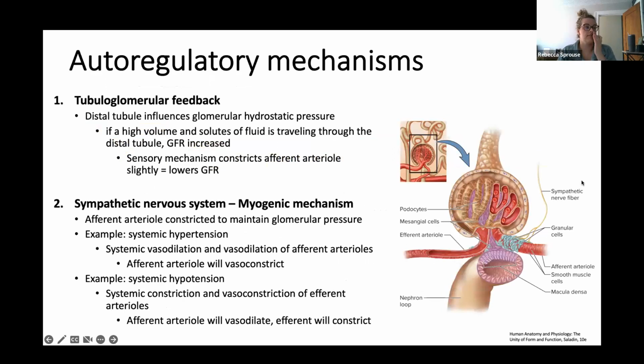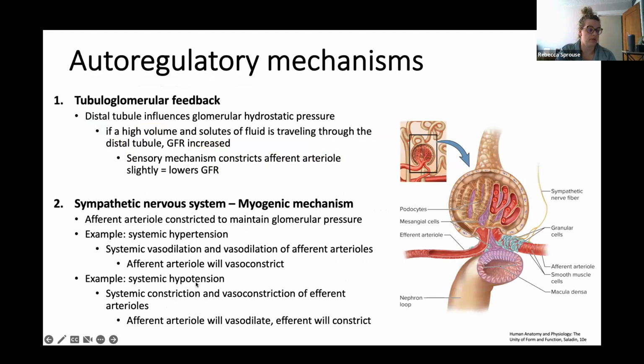So a couple mechanisms for how this happens. The one that I was talking about is called the myogenic mechanism. So that's caused by the sympathetic nervous system. We know that blood pressure is controlled by the sympathetic nervous system. And so we have that vasodilation and vasoconstriction.